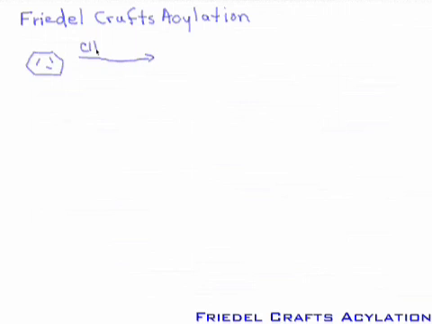Friedel-Crafts acylation. This is a reaction we covered last semester in the aromatics section. Friedel-Crafts acylation is the reaction, again, of an acid chloride, but with an aromatic ring. If, for example, you have a benzene and you react that with, perhaps, let's use our propanoyl chloride again.